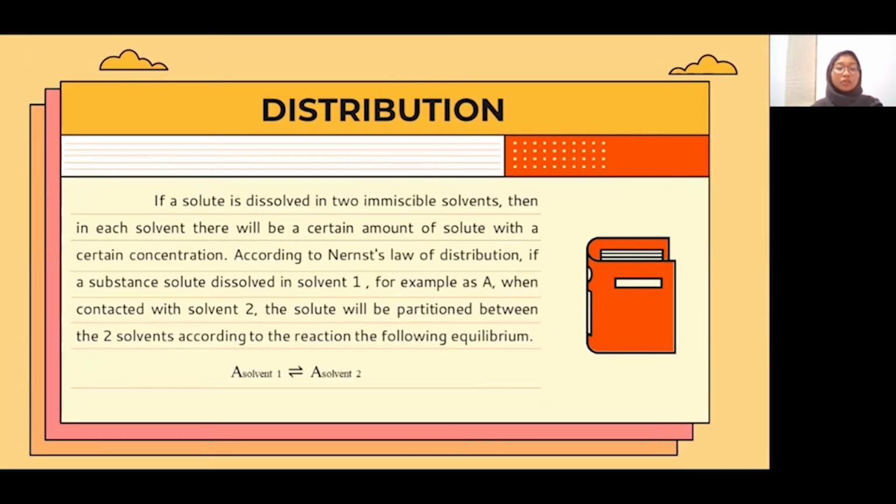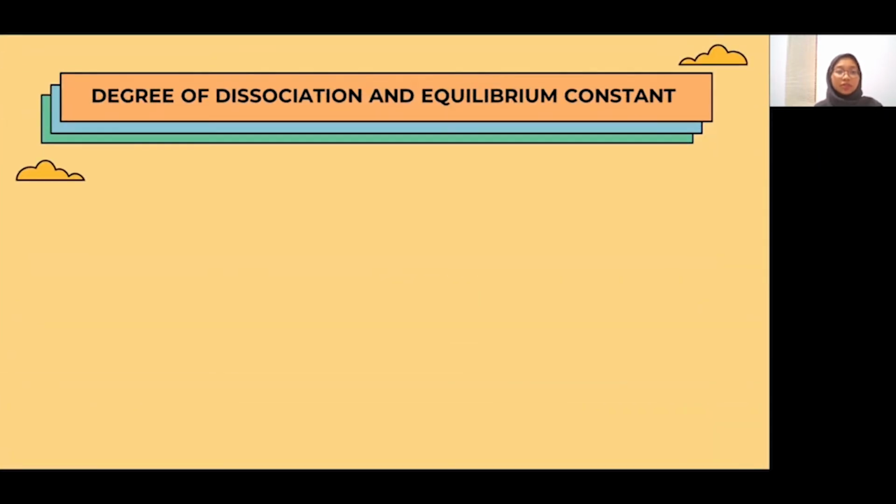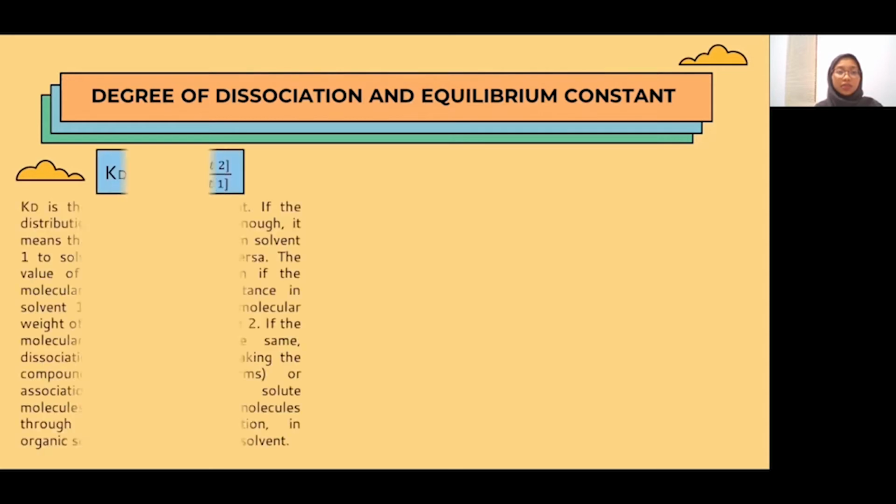Distribution. If a solid is dissolved into immiscible solvents, then in each solvent there will be a certain amount of solid with a certain concentration. The concentration of solid will depend on the solubility of the solid in the solvent. According to the Nernst law of distribution, if a solid substance is dissolved in a solvent, for example A, when contacted with another solvent the solid will partition between the two solvents, and according to the reaction the following equilibrium below. From the equilibrium reaction before, the equilibrium constant can be written as stated above.